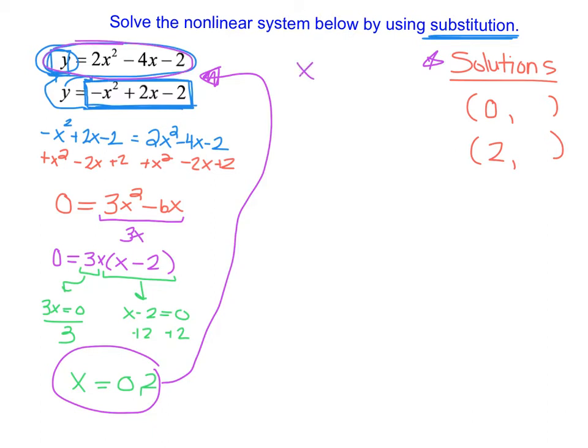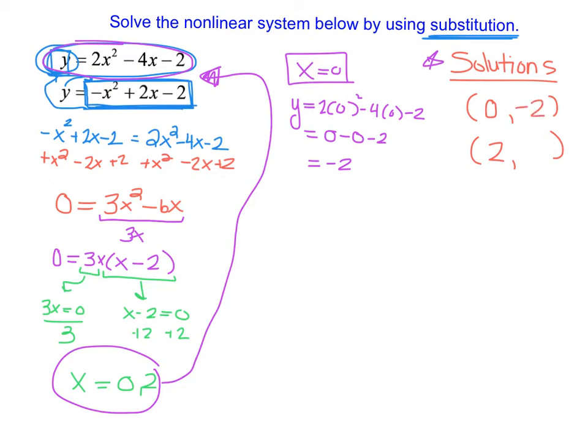So let's start with the x equals 0 number. If we plug in x equals 0, we have 2 times 0 squared minus 4 times 0 minus 2. Well, this becomes 0 minus 2, which is a negative 2. So the other coordinate is when x is 0, y is negative 2.